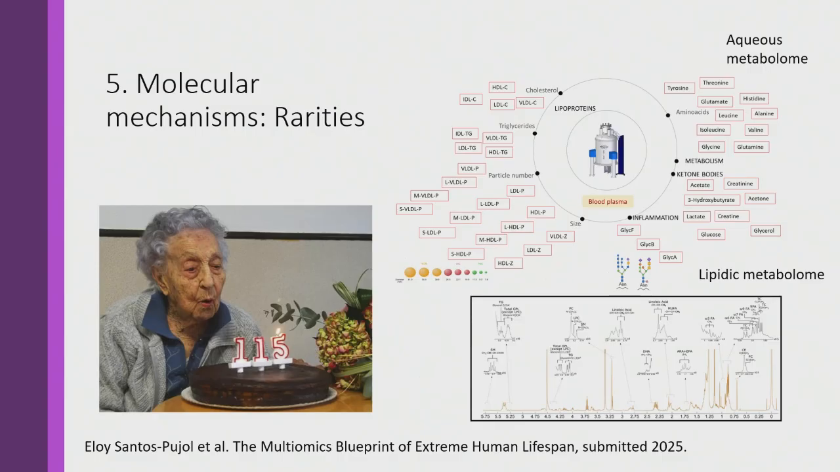And finally, I want to present a rarity. I would like to show you the sample of the oldest woman in the world when we analyzed her blood. She was 116. Here the picture, she is 115. But she was very, very curious in terms of metabolomics. We analyzed the lipoproteins, the glycoproteins, also the aqueous metabolome, and also some lipidomics of this woman.